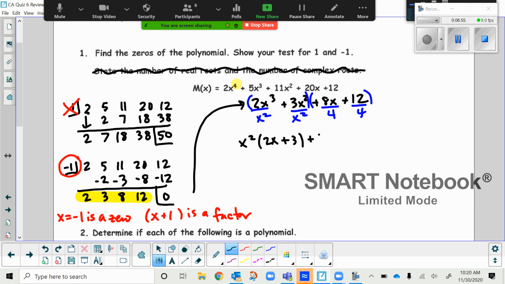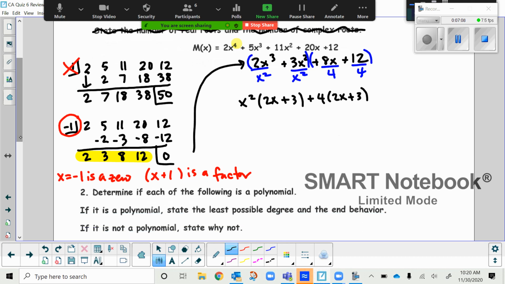Which part? From the highlighted numbers right there. It always starts with 1 degree less than the original problem.